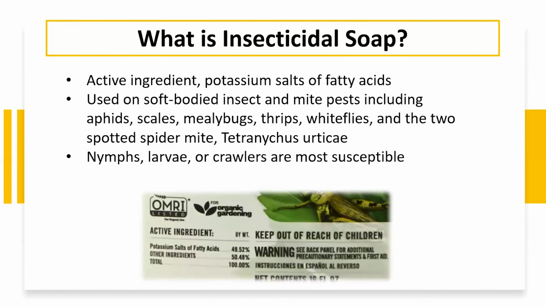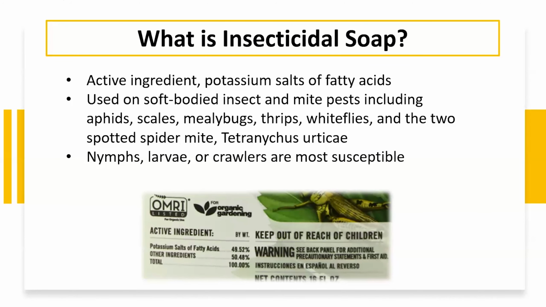So when we're looking at this, the active ingredient in a purchased over-the-counter, EPA regulated insecticidal soap is going to be potassium salts of fatty acids. As you can see on this picture of one purchased over the counter, it has potassium salts of fatty acids, and 49.52% of the contents of this particular container is the potassium salts of fatty acids. That means it's going to have the soap in it.